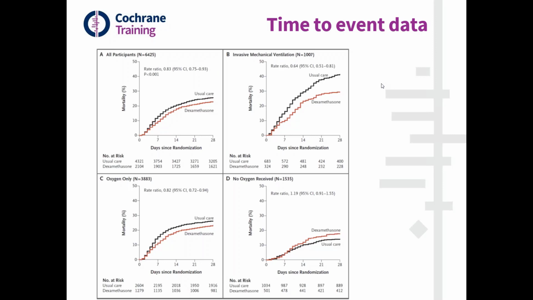So I just want to say something about time to event data, and this relates to some of the points that were made right at the beginning of the trial. Those of you who are keeping up with the COVID-19 literature may recognize these Kaplan-Meier plots that are taken from the RECOVERY trial that showed that dexamethasone reduces mortality in hospitalized patients with COVID-19. And these are examples of time to event data, because for each patient, we've looked at whether they died or not within 28 days of follow-up, and we've also looked at the time during which they were followed up.